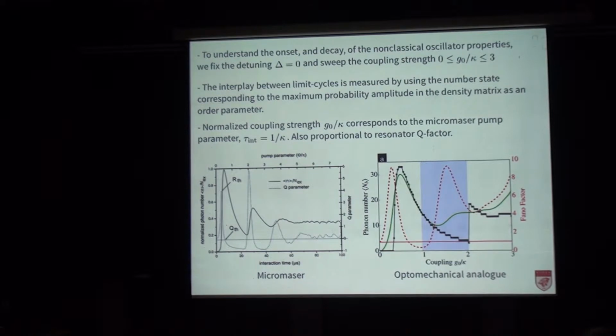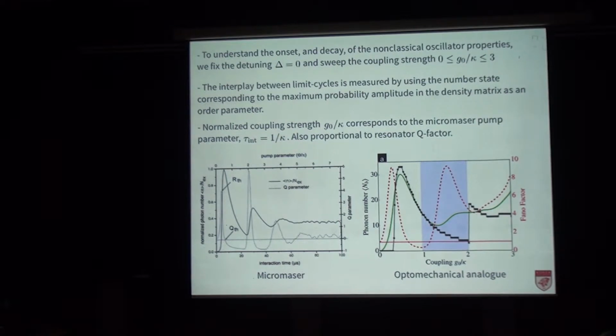So I want to connect this back to the micromaser. In the micromaser, the key was this maser pump parameter. And in our optomechanical system, the coupling strength divided by kappa is the exact same thing as this micromaser pump parameter. In this case, the interaction time is given by 1 over the cavity decay rate. So this decay rate measures the inverse of how much time it takes before my photons are leaked into the environment.